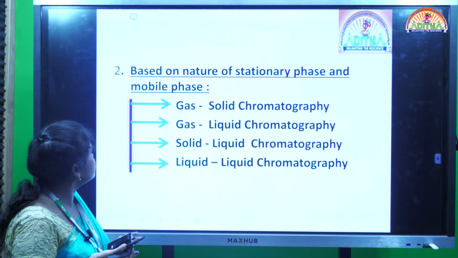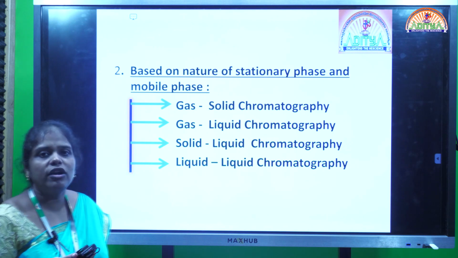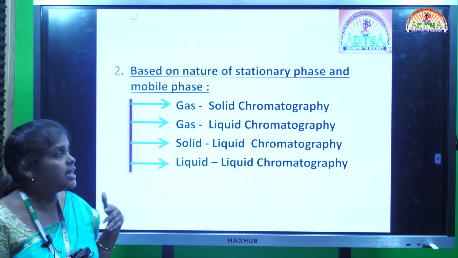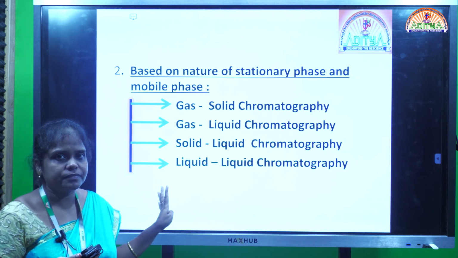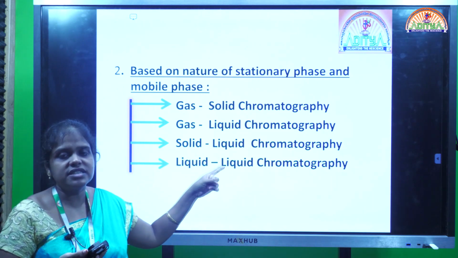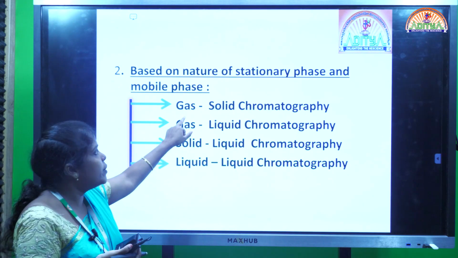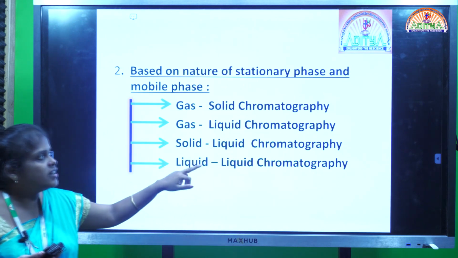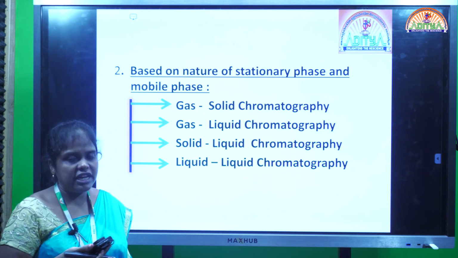And coming to the next classification, based on the nature of the stationary phase and mobile phase used. I already told you we have to use two phases, mobile phase and stationary phase. Based on the nature of the mobile phase and stationary phase, the chromatographic techniques are divided into four types. If you are using a gas mobile phase and a solid stationary phase, then it is called gas solid chromatography. That means in gas solid chromatography, the mobile phase will be gas and the stationary phase will be solid. Coming to gas liquid chromatography, GLC, here we will use a gas mobile phase and a liquid stationary phase.